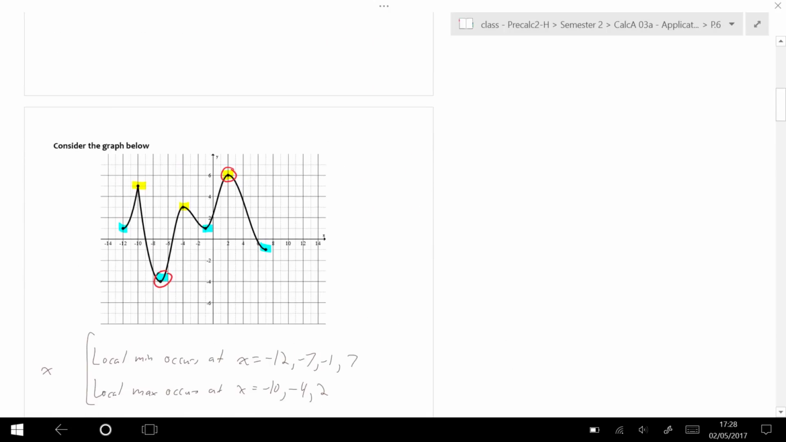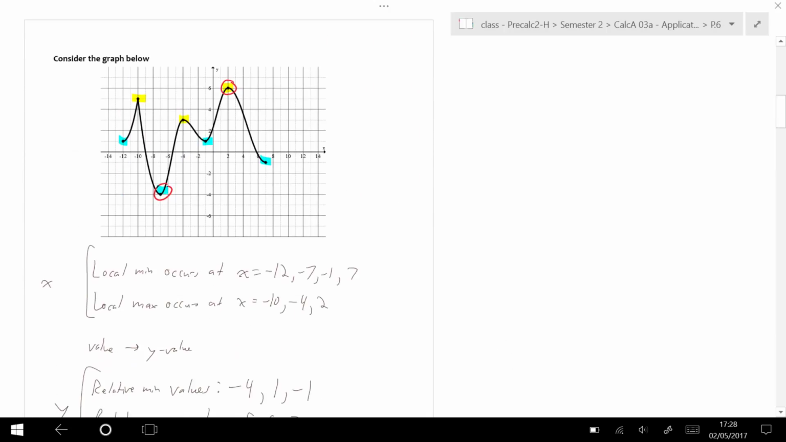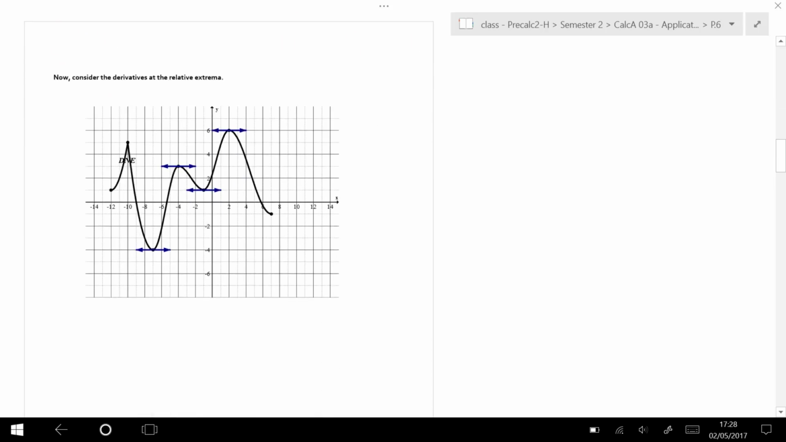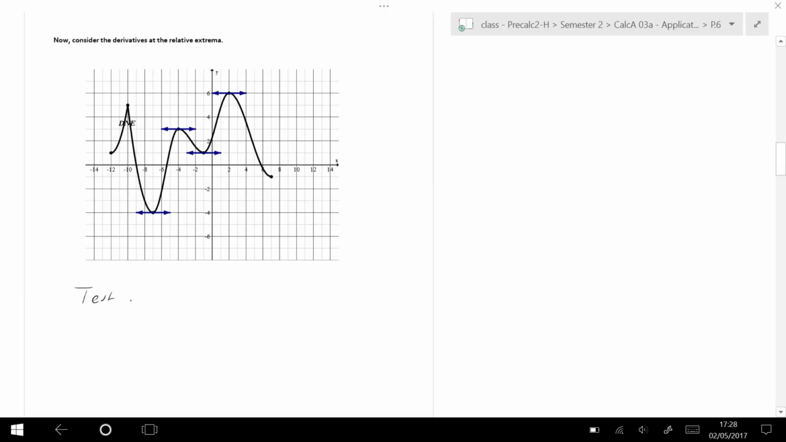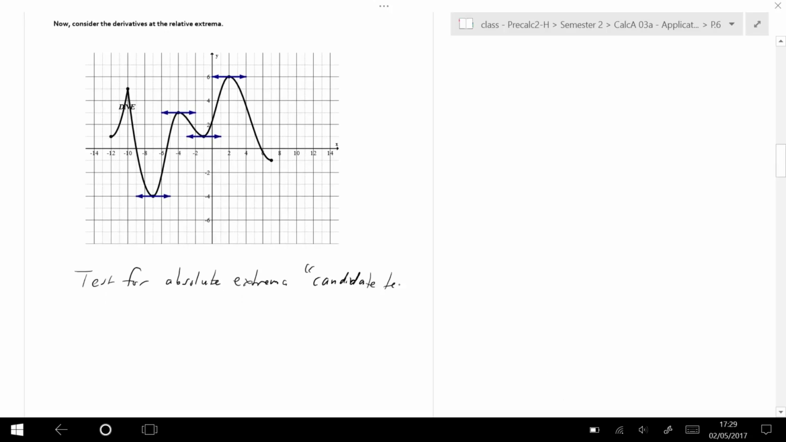If I look up here, we had different kinds of local mins and maxes. We had these, which were endpoints. This was a cusp, and then we had these turning points. Those really describe the three different candidates that we're going to test. This is called a test for extrema, or a test for absolute extrema, which is also called a candidates test. It's called a candidates test because we are going to look at all the possible candidates for absolute max and absolute min.